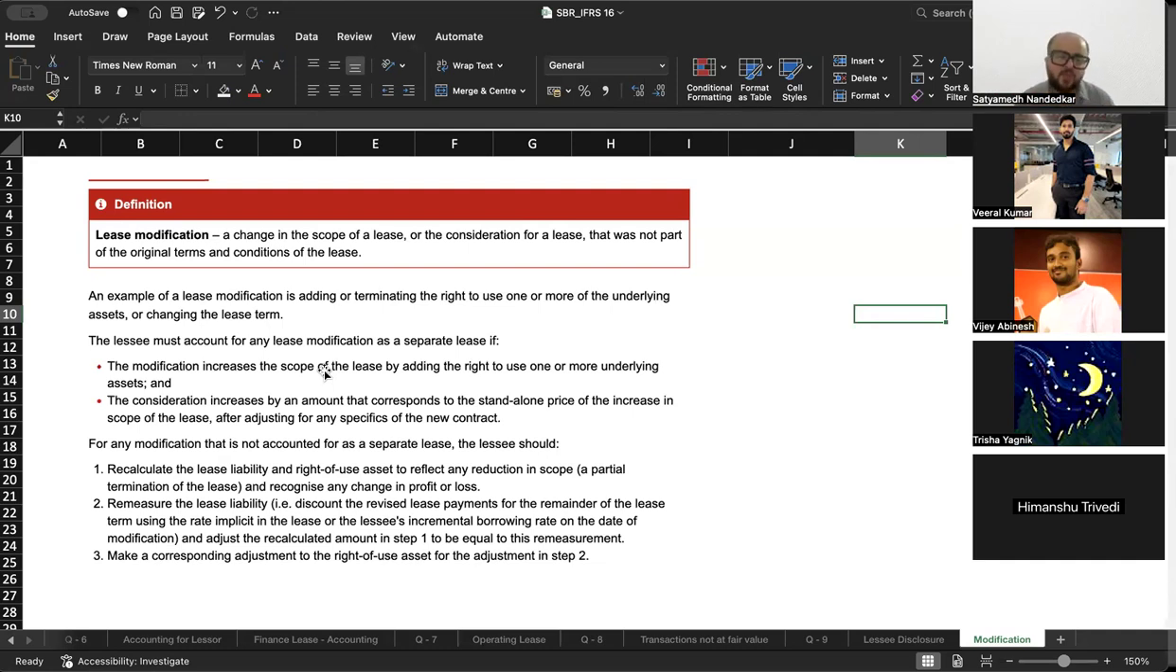An example of lease modification is adding or terminating the right to use one or more of the underlying assets or changing the lease term. A little around 15 minutes ago, we saw what happens when you change the lease term, how the value is reassessed.